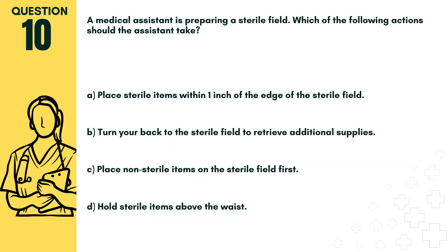Question 10. A medical assistant is preparing a sterile field. Which of the following actions should the assistant take? A. Place sterile items within 1 inch of the edge of the sterile field. B. Turn your back to the sterile field to retrieve additional supplies. C. Place non-sterile items on the sterile field first. D. Hold sterile items above the waist.